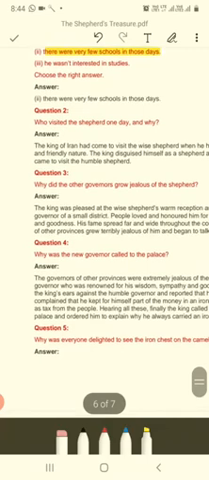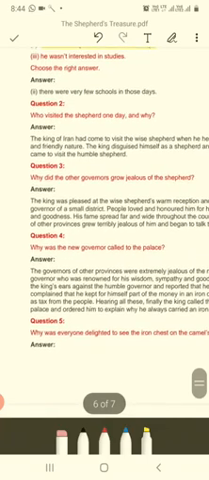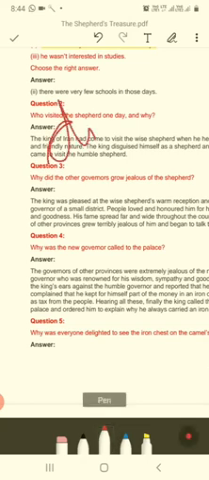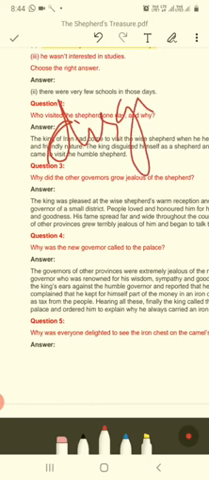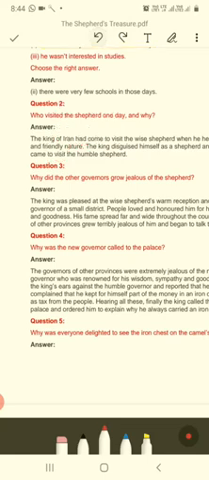Question number 2: Who visited the shepherd one day and why? The king of Iran had visited the shepherd in disguise, right? The king visited the shepherd in disguise because he had heard a great deal about this man's wisdom. He wanted to find out the kind of man he actually was, and that is why he visited him, right?